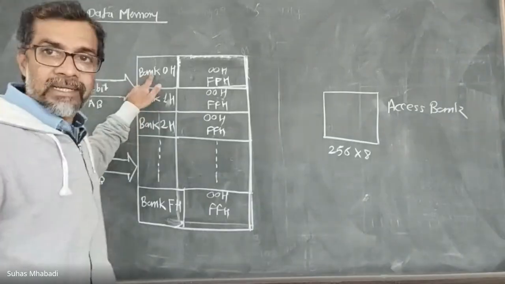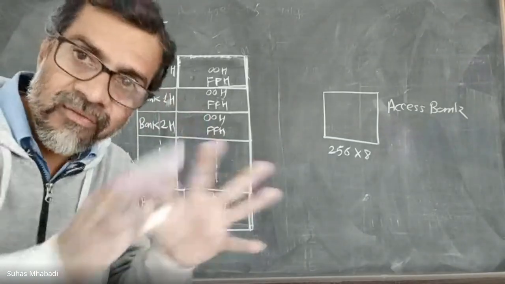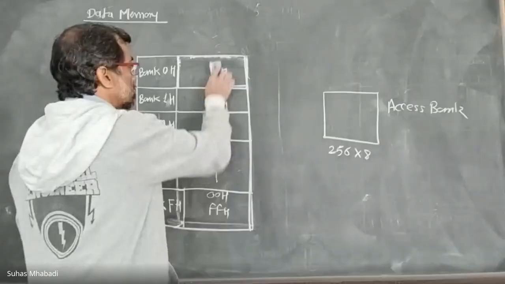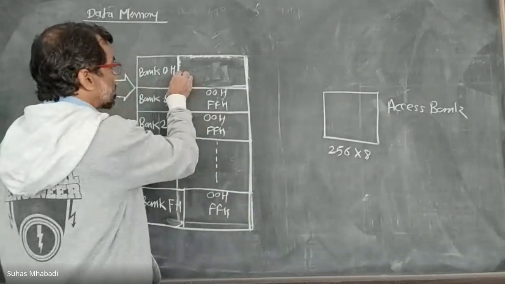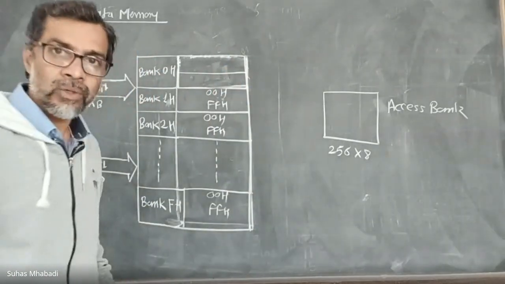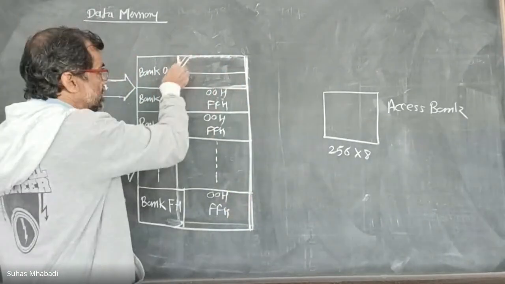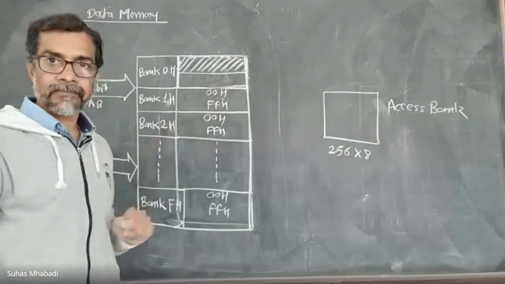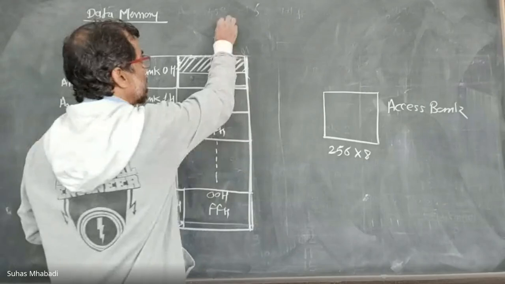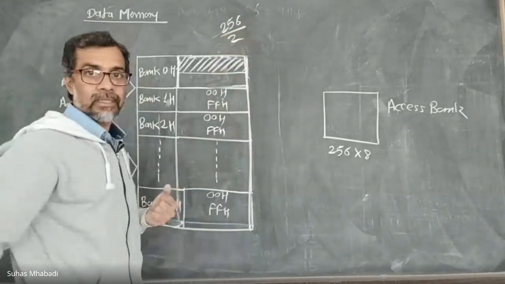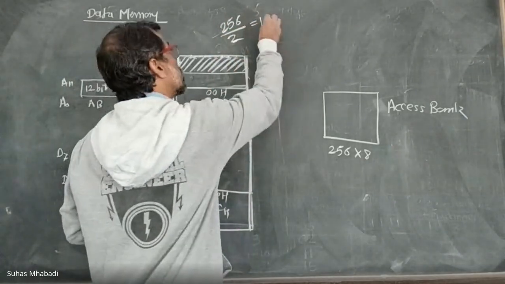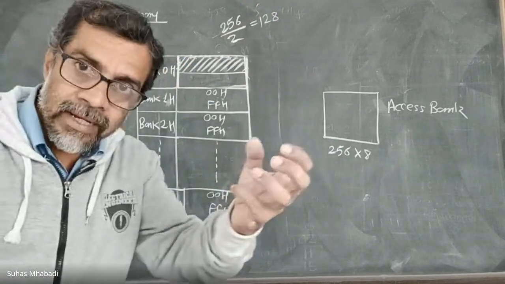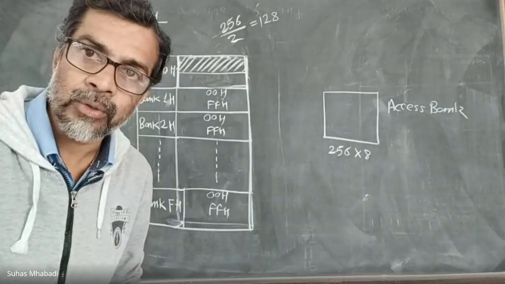he tried to split bank 0 into two halves. One is this one, and other is here. So if I divide 256 into two halves, I will get 128 registers. So they have taken 128 registers from bank 0.